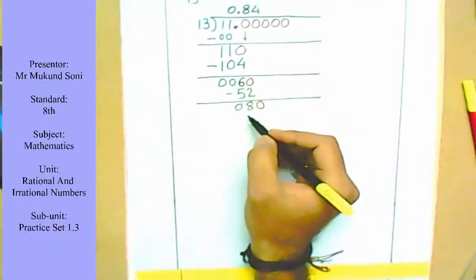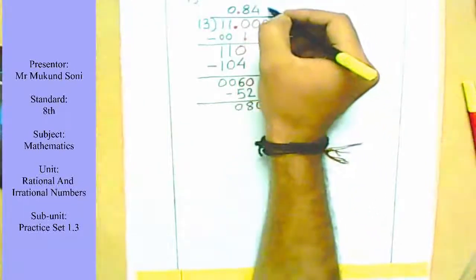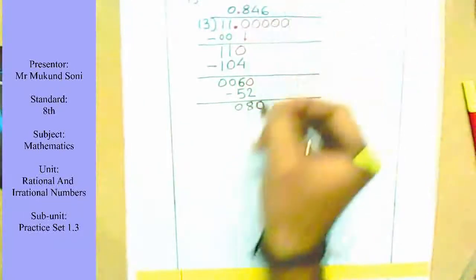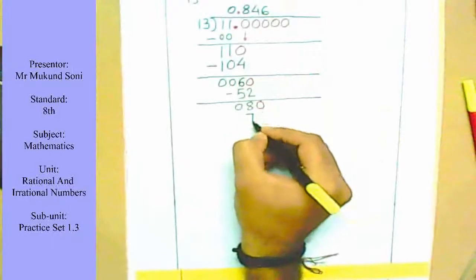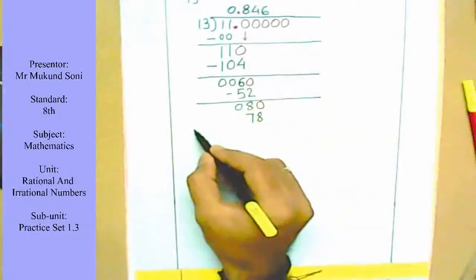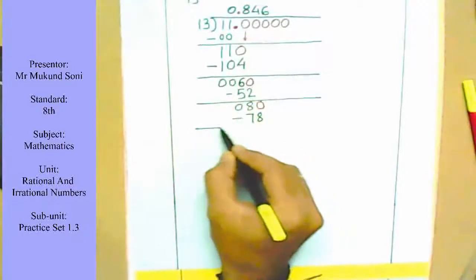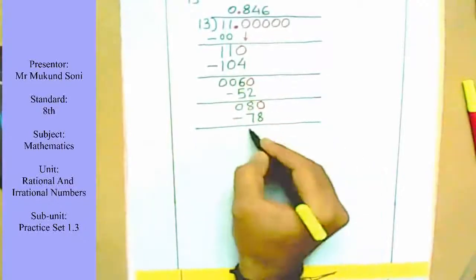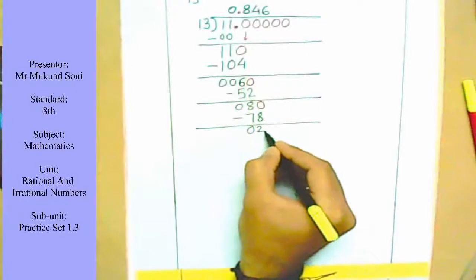Now again the same question. 13 6s are 78. Do the subtraction. The remainder is 2.